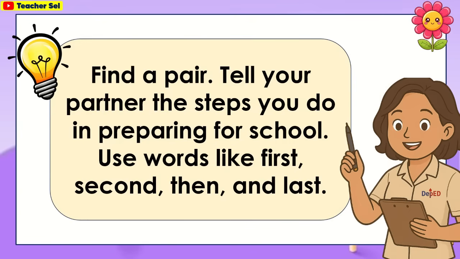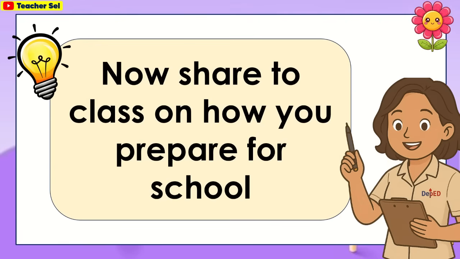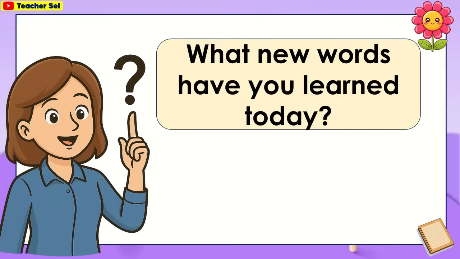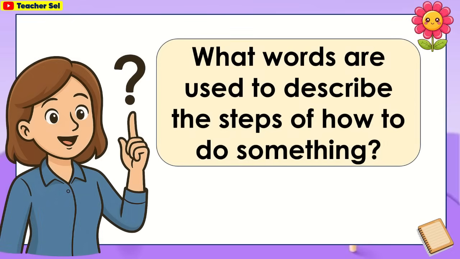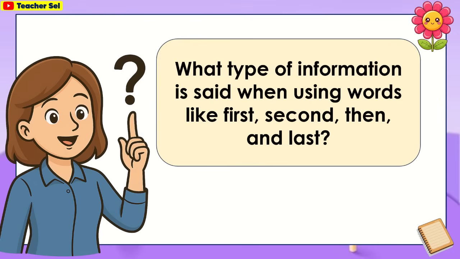Find a pair. Tell your partner the steps you do in preparing for school. Use words like first, second, then, and last. Now, share to class on how you prepare for school. What new words have you learned today? What words are used to describe the steps of how to do something? What type of information is said when using words like first, second, then, and last?